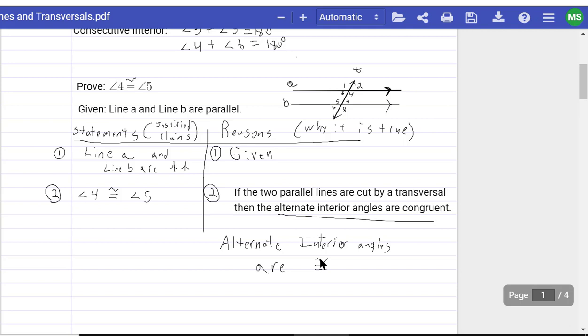However, we do need to state it. Why are we allowed to say it? Alternate interior angles are congruent. There we go. There's an implication when it's cut by a transversal and they're parallel lines. Let's go on.